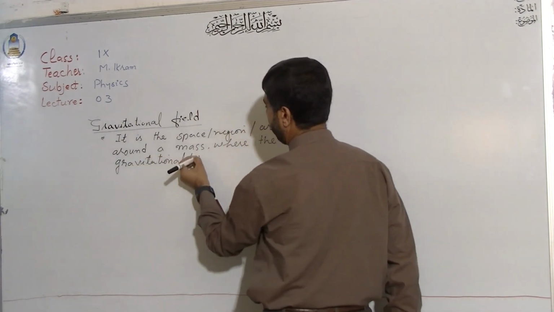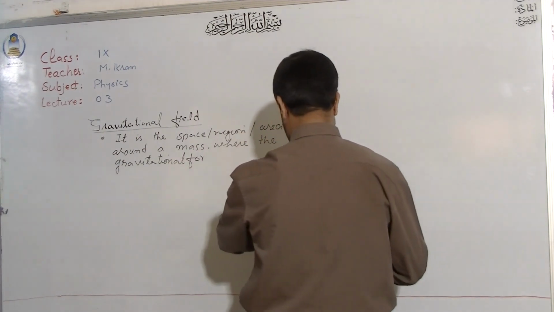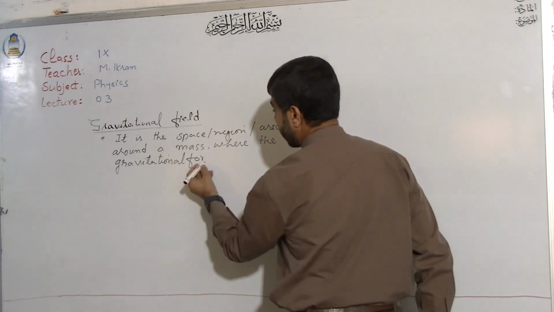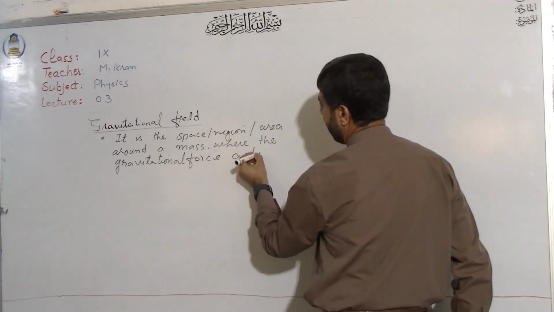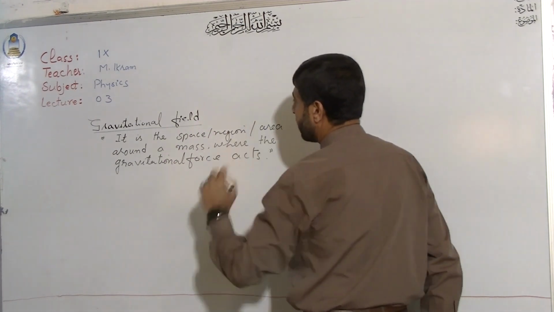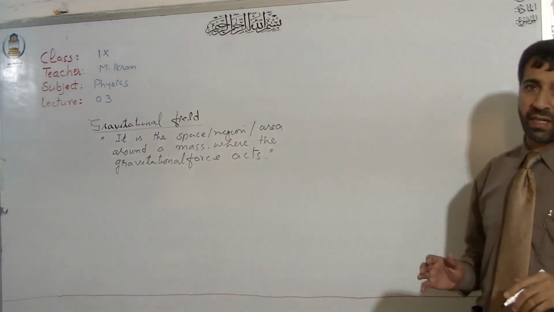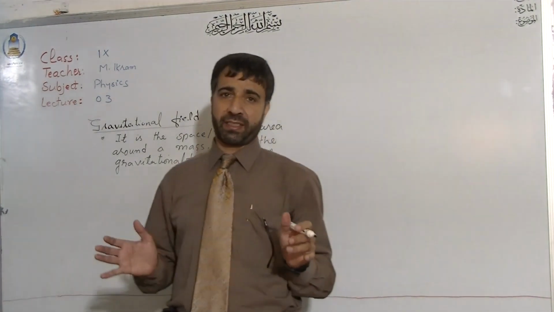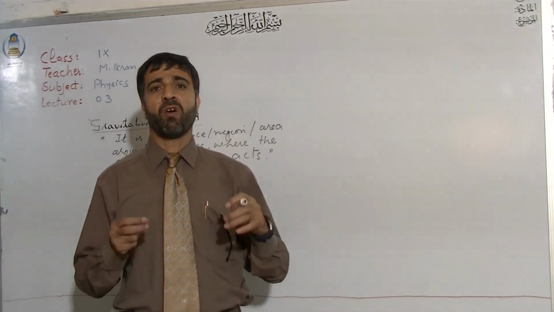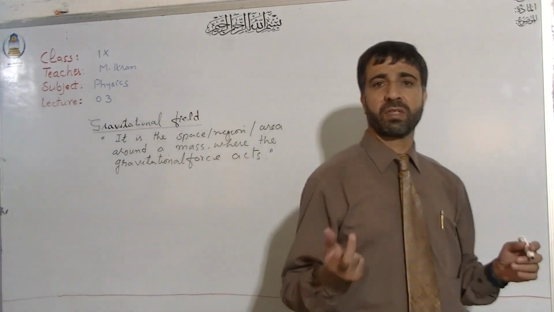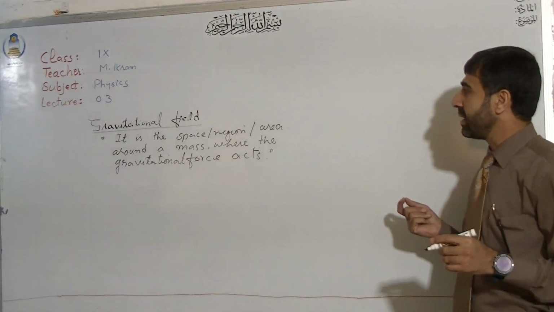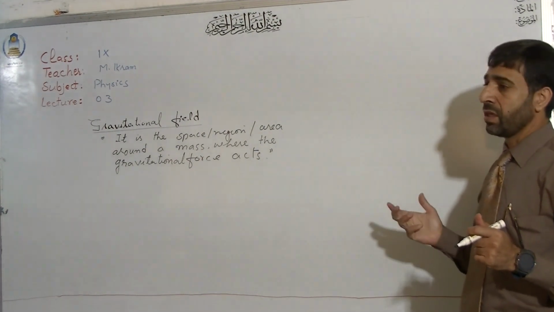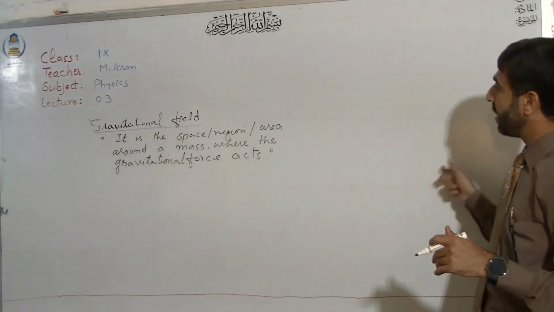Where the gravitational force acts, that is known as the gravitational field, because we are interested in to which limit the gravitational force of an object can act. You know gravitational force is the natural property of an object to exert pull on other objects. So we just want to know the limit, right?